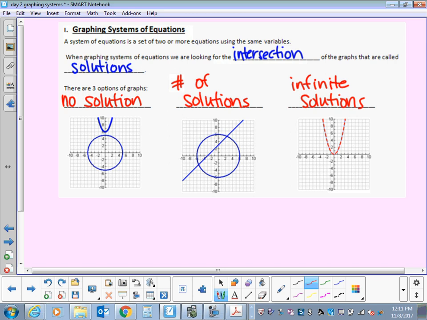So far, so good on this part? Lorena, what are you drawing? Are you done copying this? Yep. Okay.